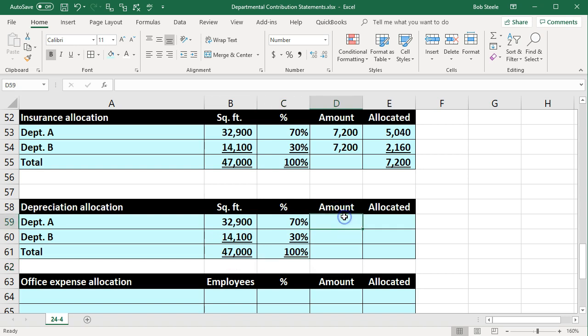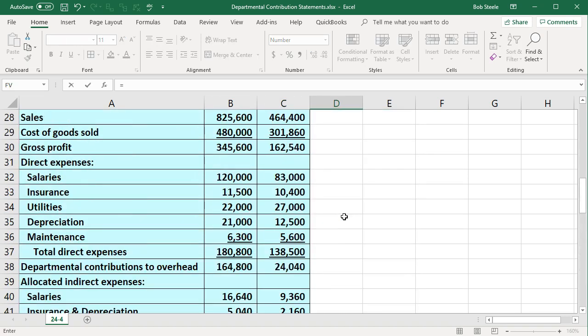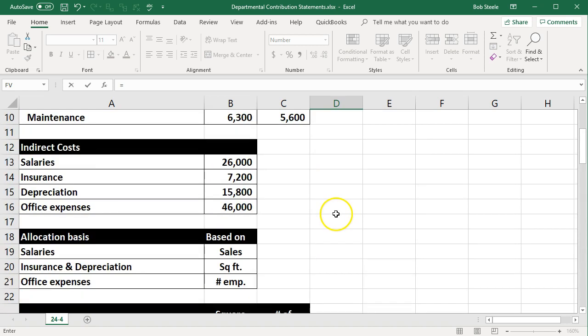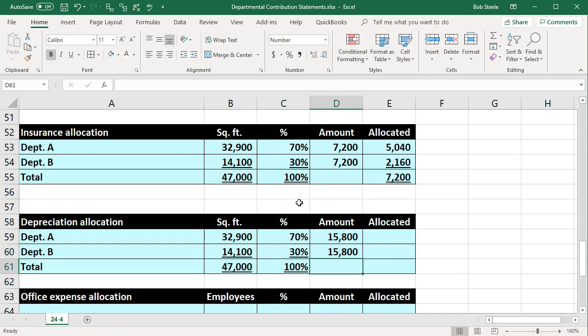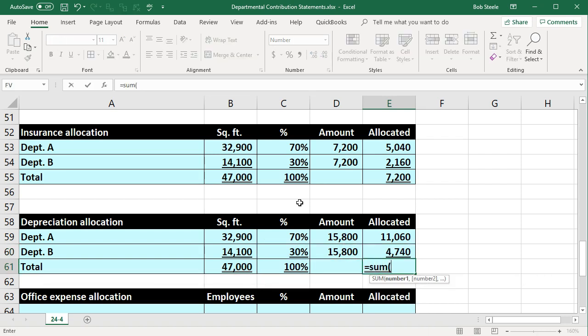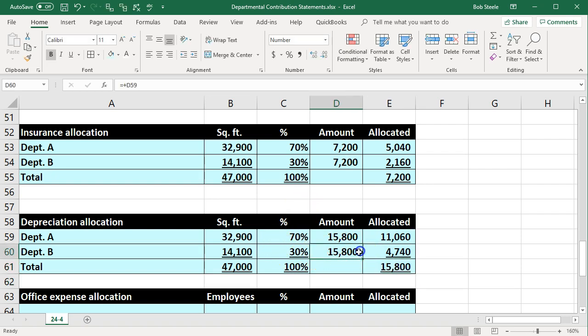So 70/30 breakout to break out the depreciation, which equals, and if we scroll back up, we're looking for depreciation, which will be the 15,800. So this is going to equal 70% times the 15,800, and this is going to equal 30% times the 15,800, and this will equal the sum of those two items, which of course is 15,800. So same type of breakout formula for depreciation.